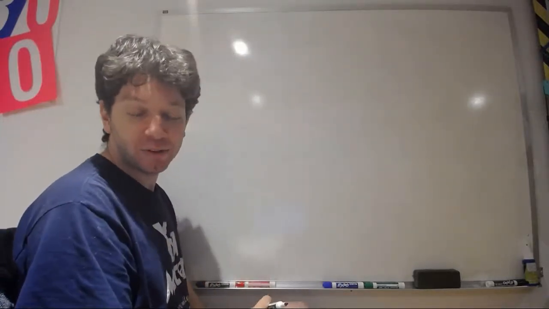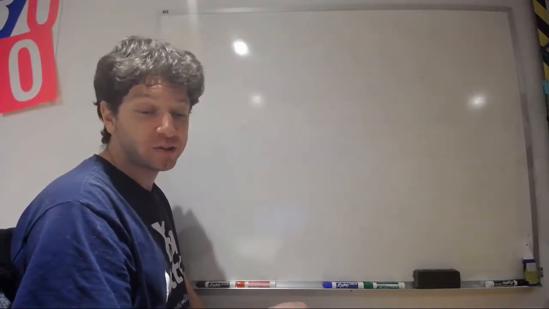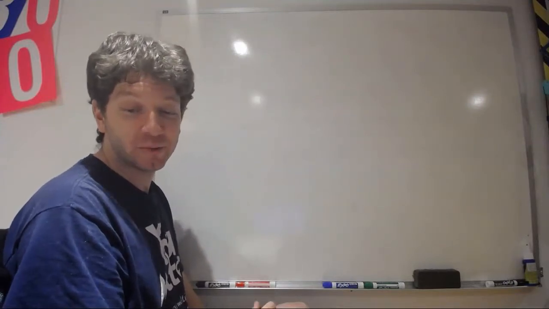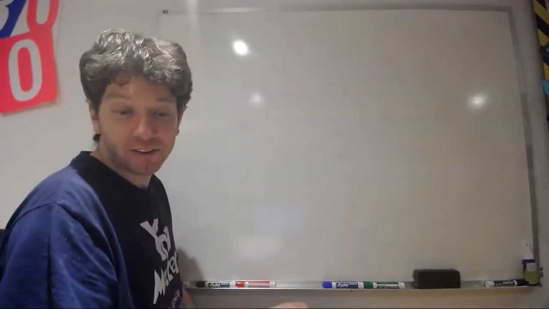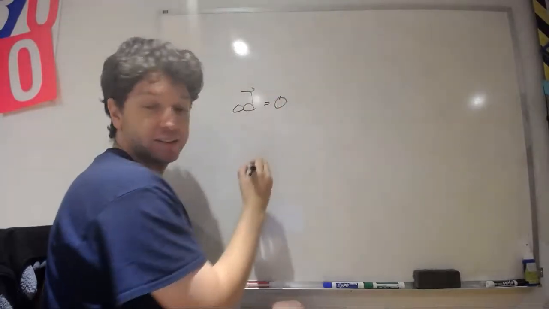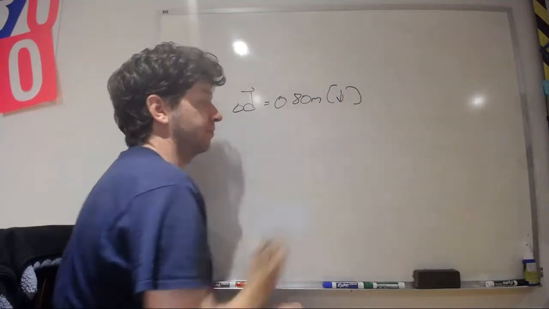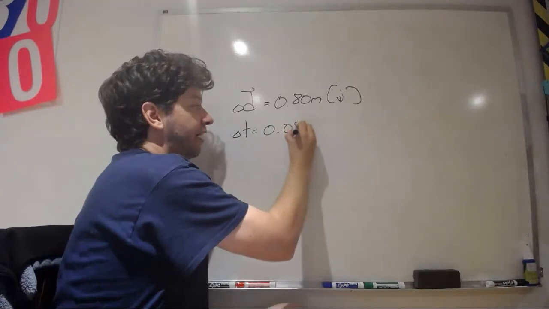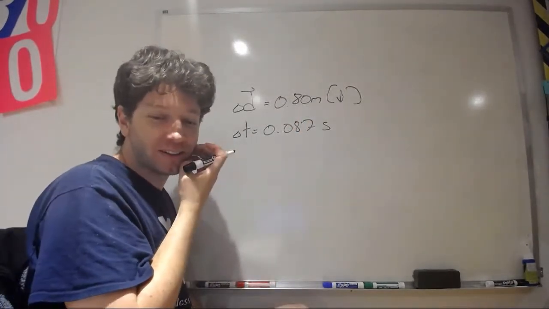First one says, in a laboratory experiment, a computer determines that the time for a falling steel ball to travel the final 0.8 meters before hitting the floor is 0.087 seconds. With what velocity does the ball hit the floor? All right, what do we know? We know we fall how far? 0.8 meters. So we know the displacement is 0.80 meters, and it's a vector, so down. What else do we know? They give us time. 0.087 seconds.